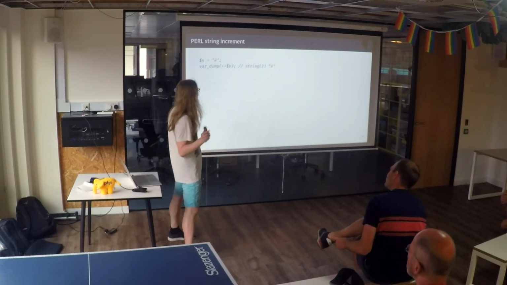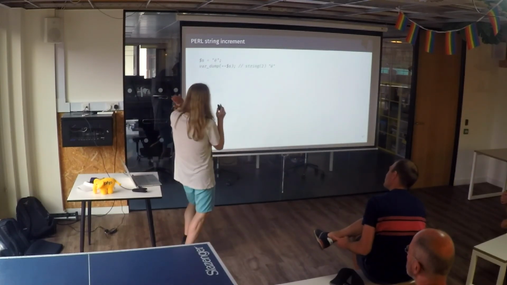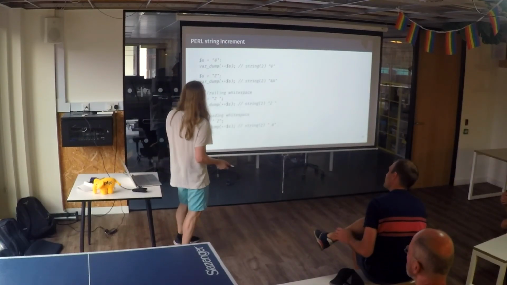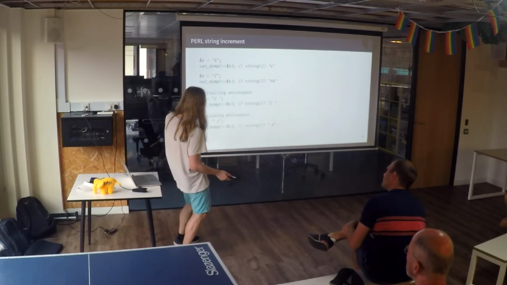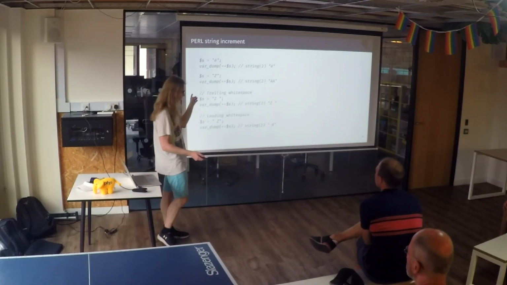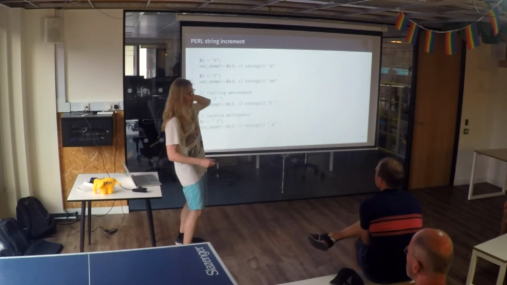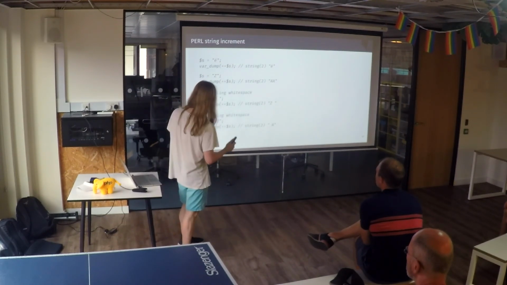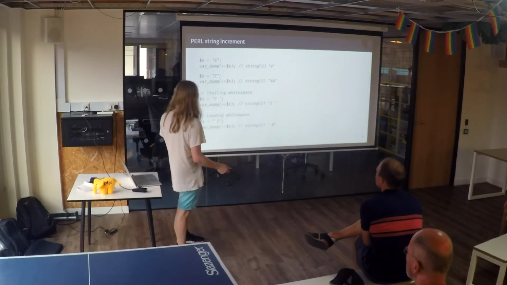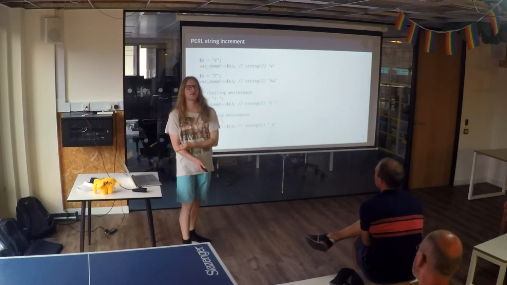But the string increment also only works with ASCII strings. So if you try to increment an É, like this French character, it doesn't do anything. And the carry is also kind of broken. If you have no leading and trailing spaces, it works as intended: Z becomes AA. But if you have a trailing white space, it just ignores it and you still have Z. If you have a leading white space, it just loses the carry.